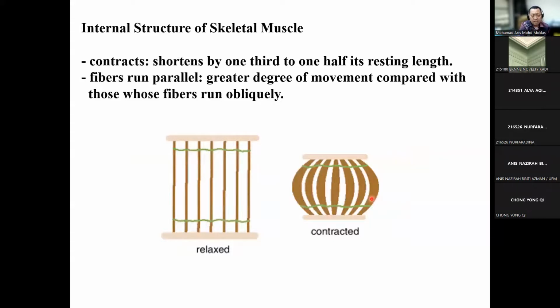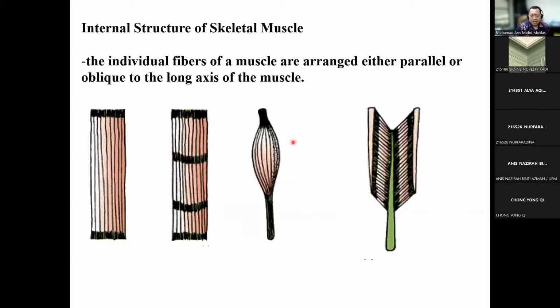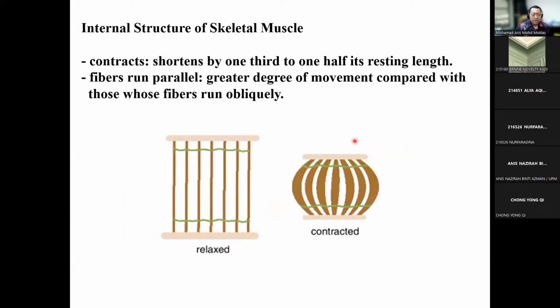So the internal structures of the skeletal muscles: when the muscles contract, they shorten by 1/3 to 1/2 of their resting length. Fibers that run parallel have a greater degree of movement compared with those whose fibers run obliquely. Okay, so fibers that run parallel have a greater degree of movement. So here it's relaxed, and here it's contracted.